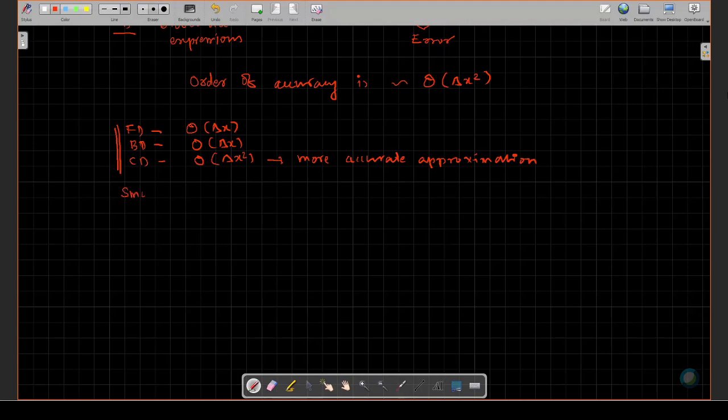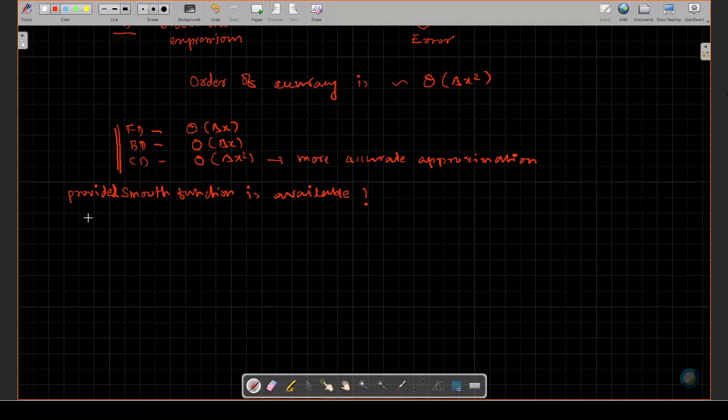Okay, but these conditions are satisfied provided a smooth function is available. Okay, this is very important. All CFD is discussed about these things.